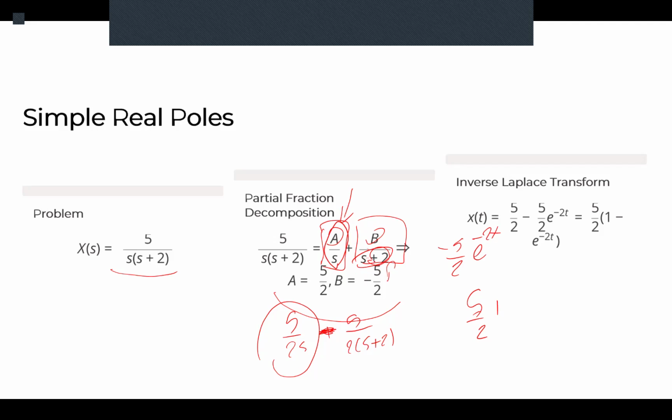Whatever we have here, minus that value times t, e to the power of minus 80. So this is going to be our time domain function for this Laplace input. Is that clear how we reach that?